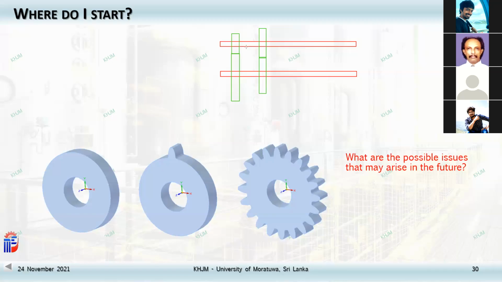If you calculate the center distance by taking this mesh or this pair, it has to be exactly the same if you calculate from the other one as well. Otherwise, the two shafts cannot be in parallel. You have to check all these things. Maybe you don't calculate, but you need to check.